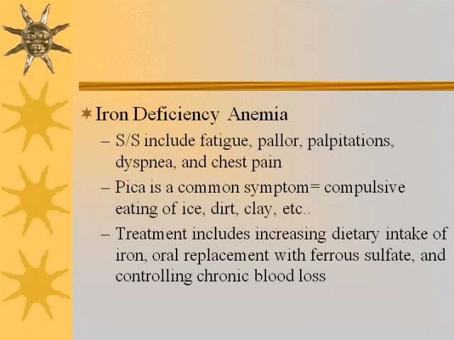A lot of the kidney patients that we have that are on dialysis have iron deficiency anemia just because they lose blood because of their chronic disease, and they will love to eat some dirt and clay, and it makes them constipated, which leads to a whole new different group of problems. Treatment: eat more iron. Maybe they need to take an iron replacement pill, ferrous sulfate, a vitamin, and then try to control any chronic blood loss, as in with my renal patients that I was just talking about.